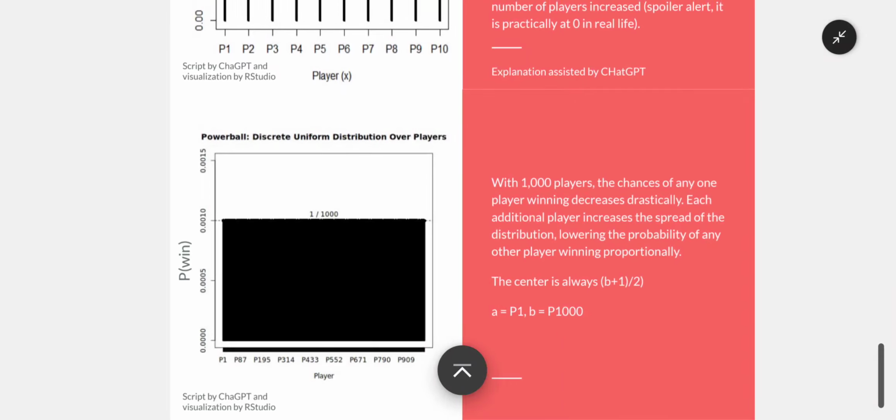So, with 1,000 players, we can see how quickly this graph becomes very, very dense. And the chances of any one player winning decreases dramatically. Each additional player increases the spread of the distribution, lowering the probability of any other player winning proportionally.